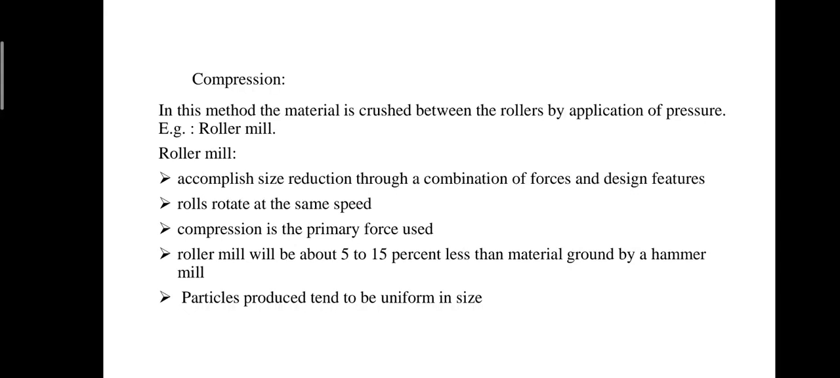Roller mills accomplish size reduction through a combination of forces and design features. If the rolls rotate at the same speed, compression is the primary force used. Here, slower operating speeds do not generate heat and there is very little moisture loss. Particles produced tend to be uniform in size, that is, very little fine material is generated. For similar size particles, bulk density of material ground on a roller mill will be about 5 to 15% less than material ground by a hammer mill.